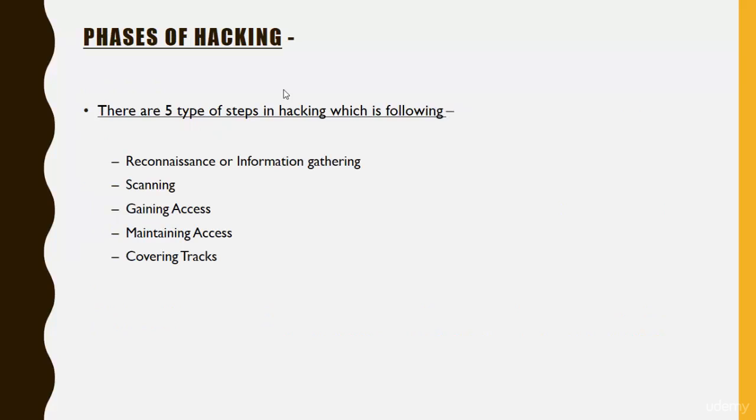What are the phases of hacking? What are the most important phases of hacking? There are 5 steps or 5 phases in hacking you should follow. First, reconnaissance or information gathering. Reconnaissance means, first of all, we have to find some useful information about the victim on the internet. Then comes the scanning phase, in which we scan the target. Then we gain access to the target. We hack that system. Then we maintain access, and then we cover tracks.